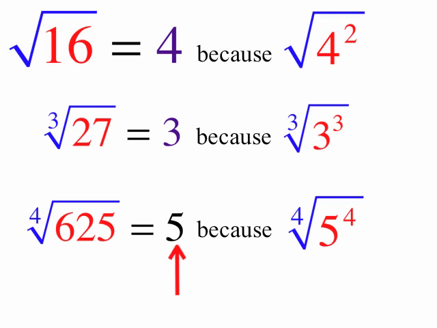Okay? So again, square root of 16. Well, 4 times 4 is 16, so the square root of 16 is 4. Cubed root of 27. Well, 3 times 3 times 3 is 27, so the cubed root of 27 is 3. Fourth root of 625. Well, 5 times 5 times 5 times 5 is 625.